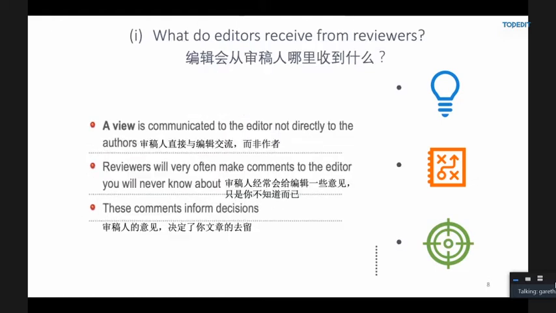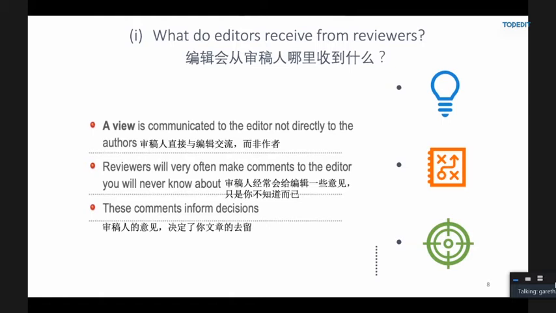They make comments then on academic articles, on your next academic paper, and they send those comments back to the editor. A view on your paper is communicated directly to the editor, not to you, the authors. It's also then very, very important to always keep in mind that reviewers often make comments to the editor about your paper that you will never know about.